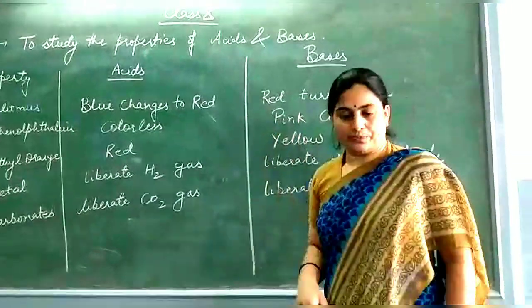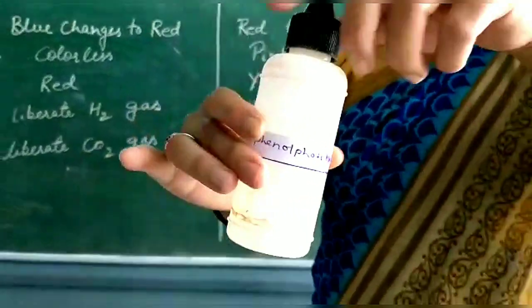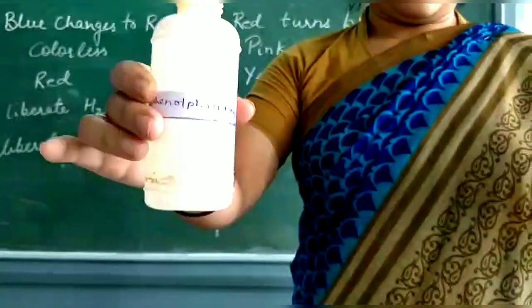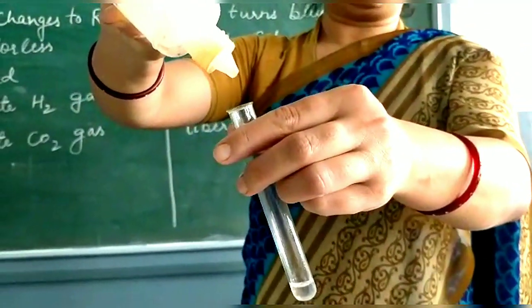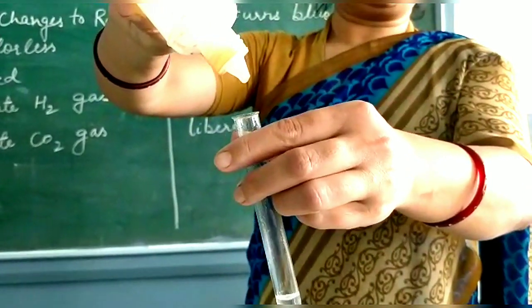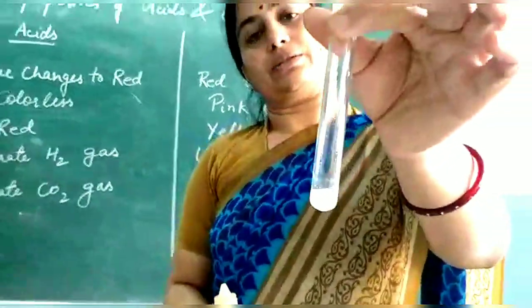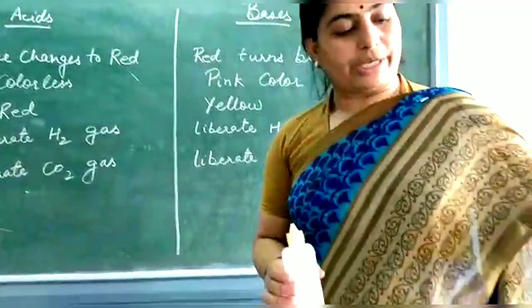Okay, let me show you. I'm having phenolphthalein indicator. It is colorless. I'll take a small amount of acid and a drop of this phenolphthalein. I'm showing this drop, you can see that it is colorless and it remains colorless even in acid. So no change in acid, no change in color of phenolphthalein.